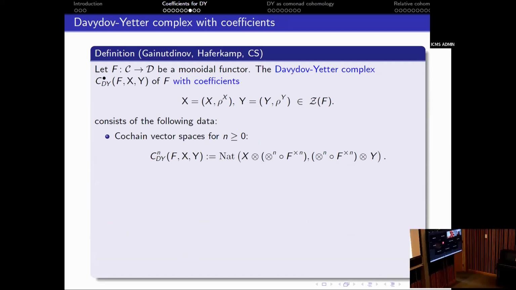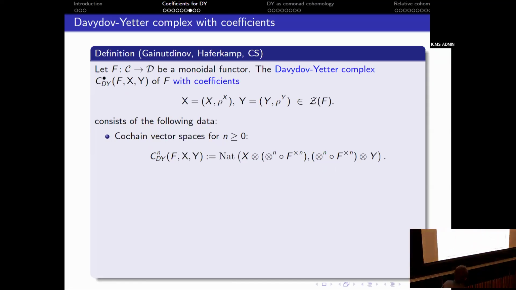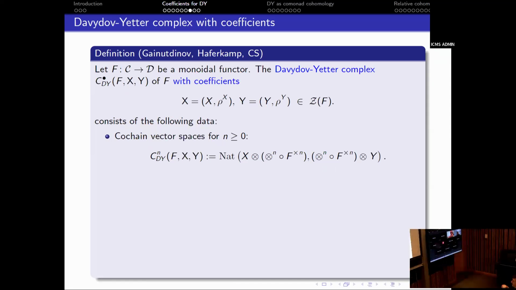Now let's introduce the following complex. We introduce two coefficients, x and y, which are both elements in this generalization of the Drinfeld center. And then we introduce cochain vector spaces, which are natural transformations. Before, we didn't have the x and the y.